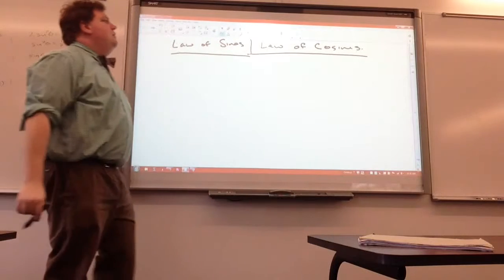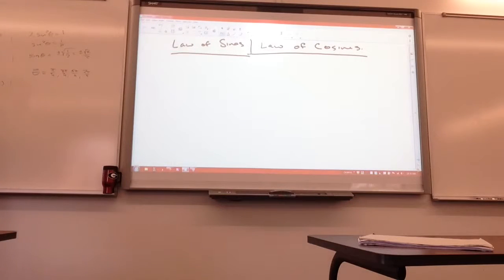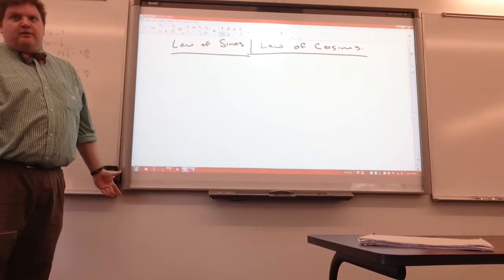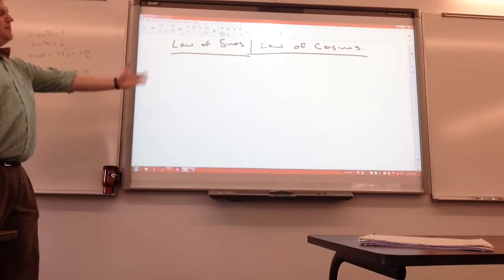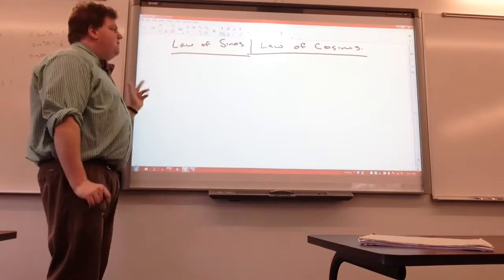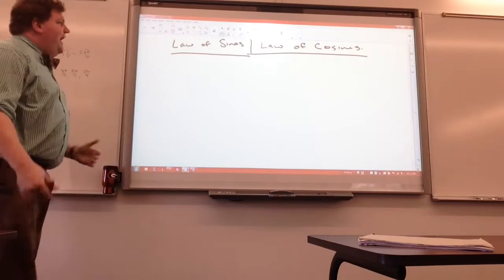Alright, so again, the law of sines and law of cosines are both ways we can use trigonometry on triangles that aren't right triangles. The proof of them is not actually that hard to do, so it's in the book if you want to look it up. What we're more interested in is just how you would use them.